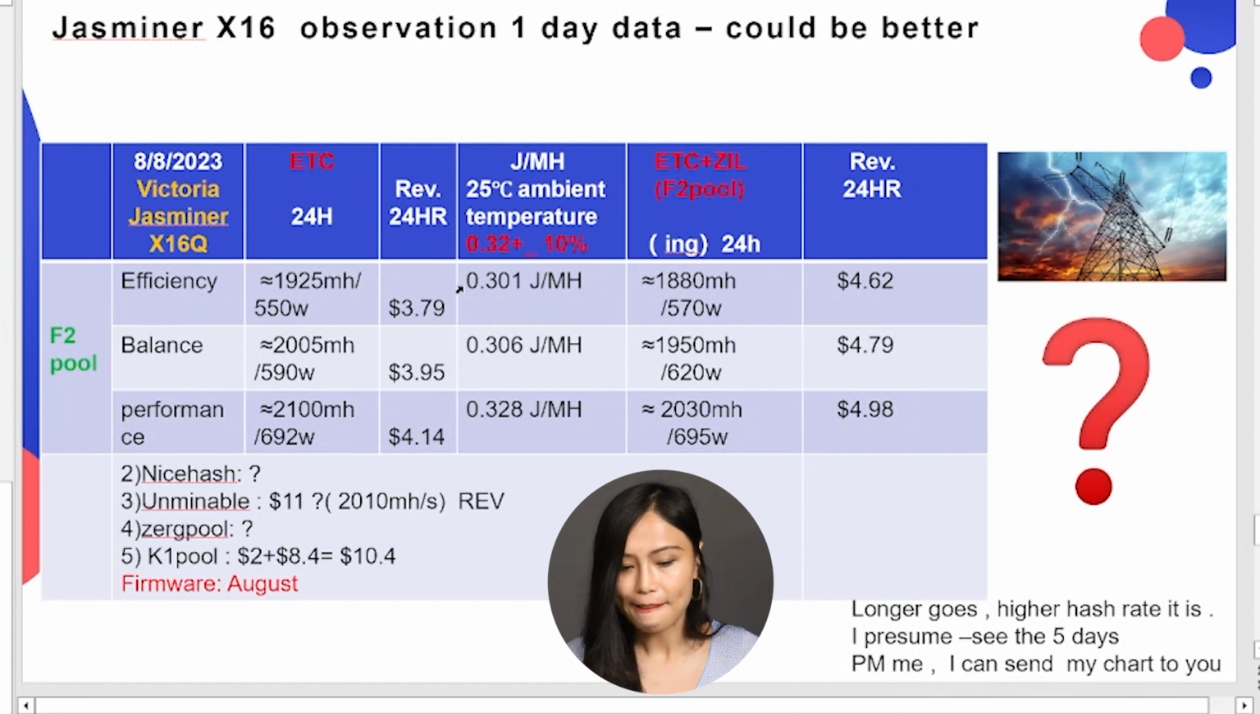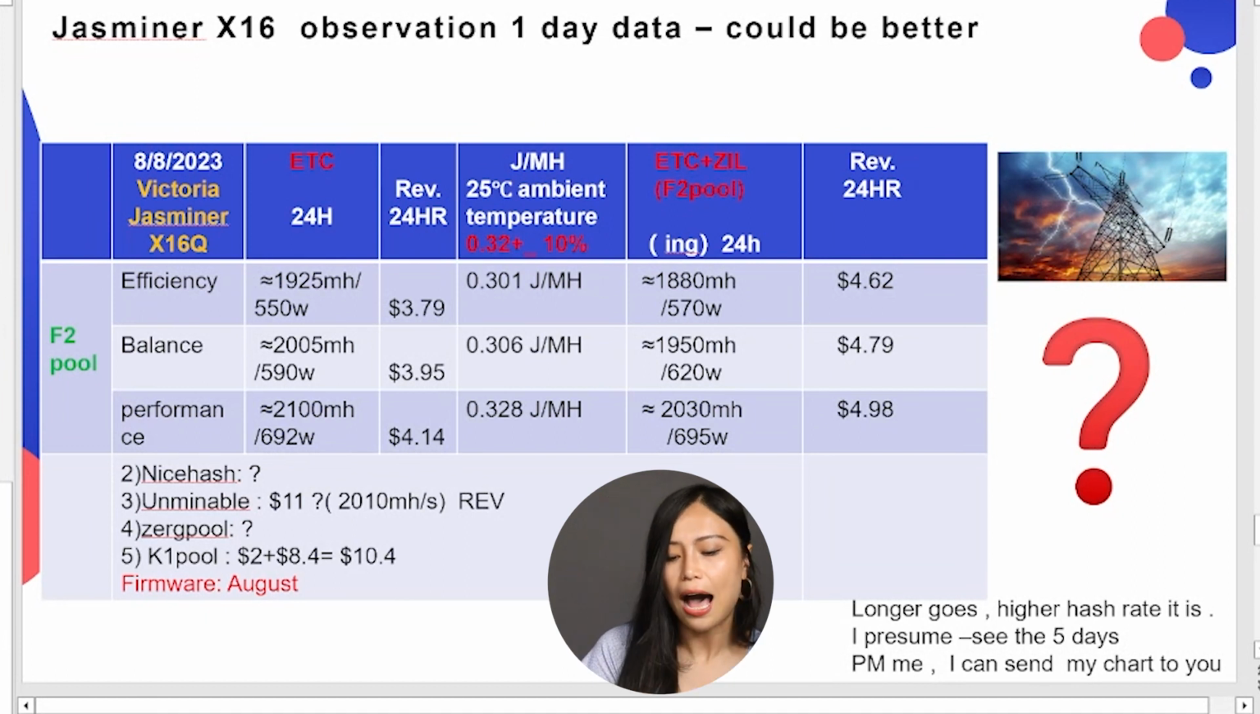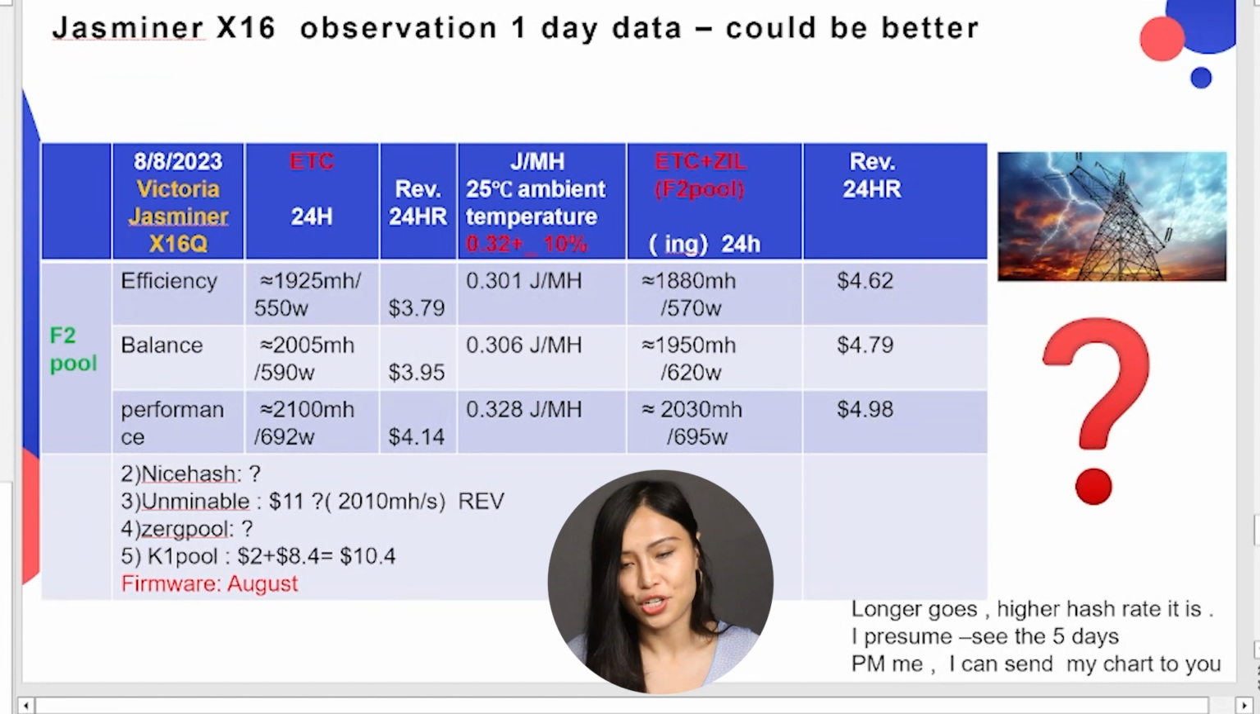And here is the Jasminer X16 observation after 1 day of data, and this is everything which you saw just now. For the F2Pool, for sure, as the comparison, it's not much profitable. So we are proceeding to find more profitable mining pools to set aside. NiceHash, Zerg Pro, and Unminable will be my next experiments, the research I'm doing right now, for you to save your time so you won't get lost in your mining journey.